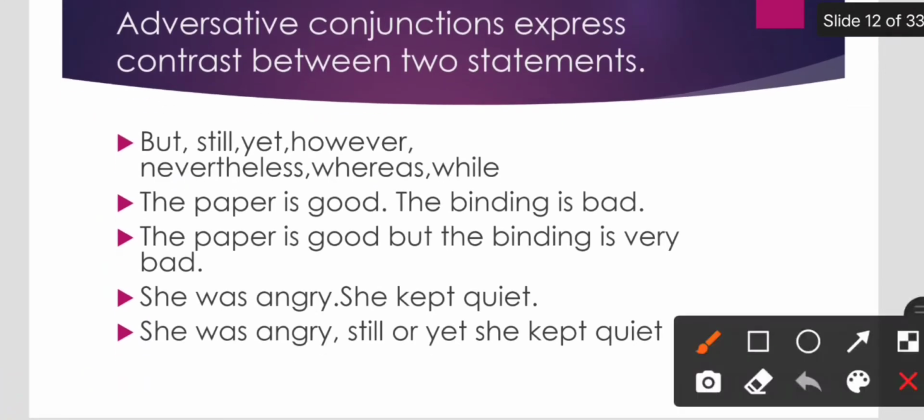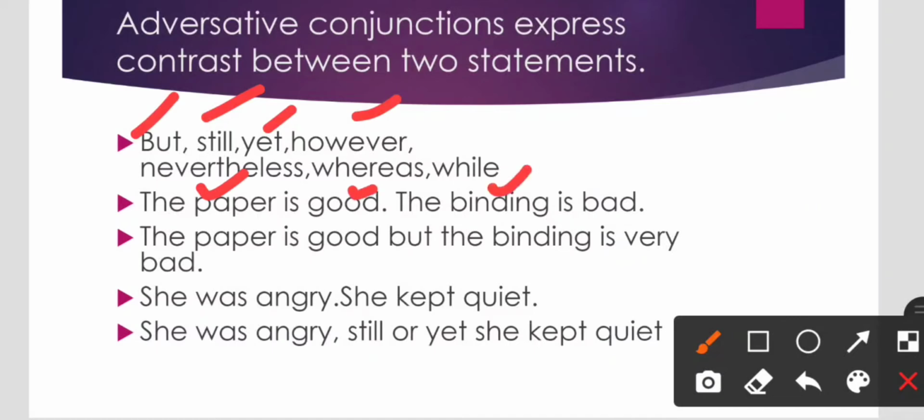Next is adversative conjunctions. Adversative conjunctions express or join two opposite statements. दो opposite statements को ये join करता है. दोनों के बीच में contrast होता है. Okay, they are not of same kind. अब adversative conjunctions कौन कौन से होते हैं? But, still, yet, however, nevertheless, whereas, while, notwithstanding also.